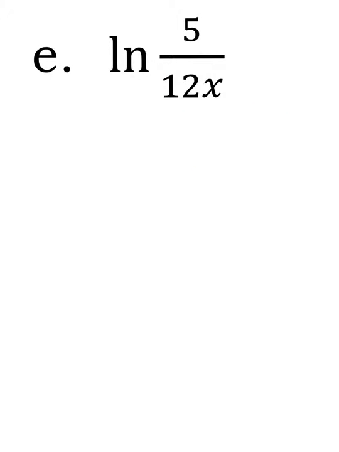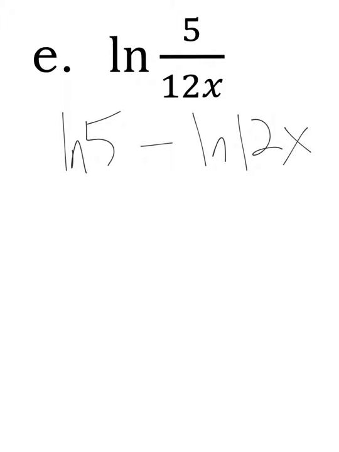So with E, we have ln of 5 divided by 12x. So first thing, let's split up that division: ln 5 minus ln of 12x. The division ones are probably easier to understand because you see that line physically dividing it, whereas with a multiplication problem, they're just smushed together, so you might forget to split them up because you might forget they're actually multiplying.